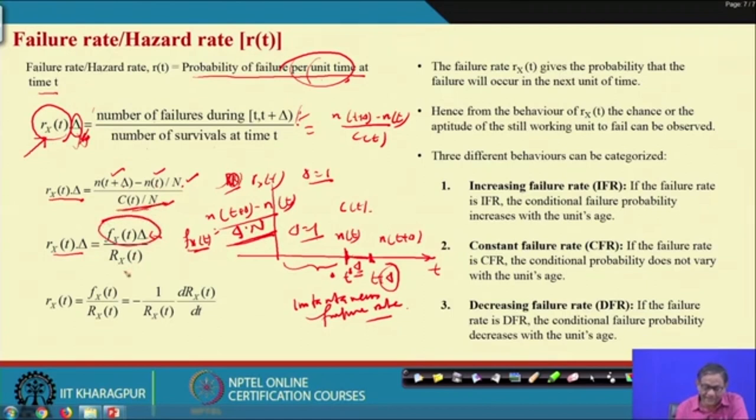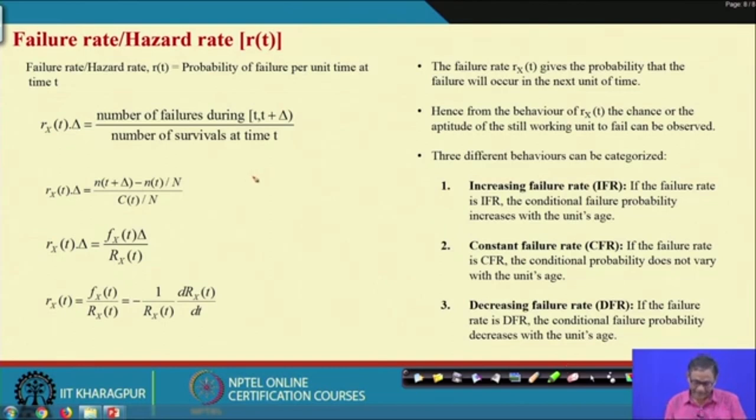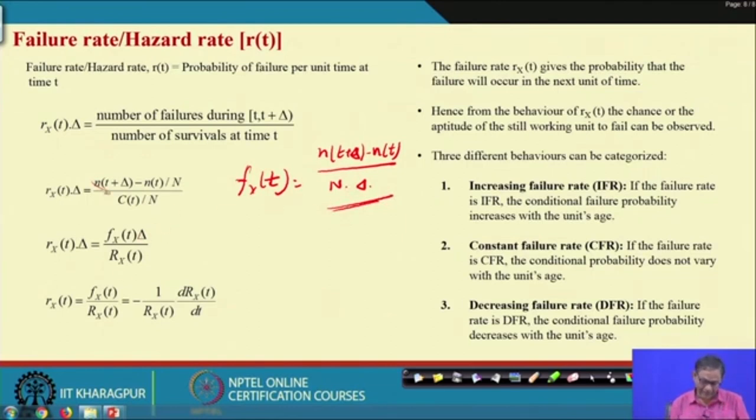And this one is R(t), the reliability part we have discussed earlier. Now this delta and delta will be cancelled out. So what is h(t)? h(t) is f(t) by R(t). Clear? If it is not clear, let me explain again: our f(t), the density, is n(t plus delta) minus n(t), divided by N into delta, because this is delta. So you have the quantity on top, n(t plus delta) minus n(t), divided by N. If I remove this, I have to write it like this. This is what is written here. So this much is okay.